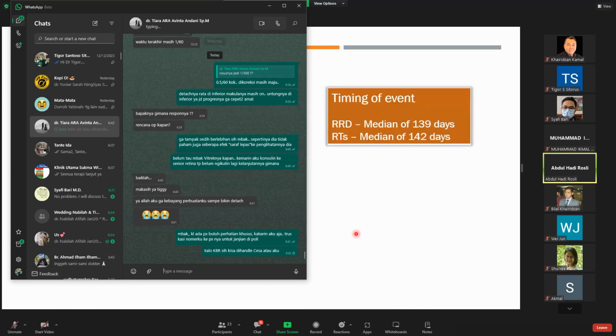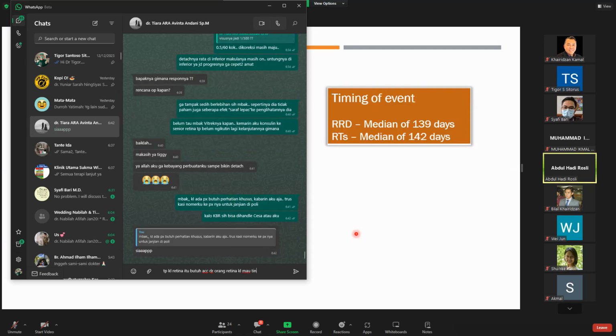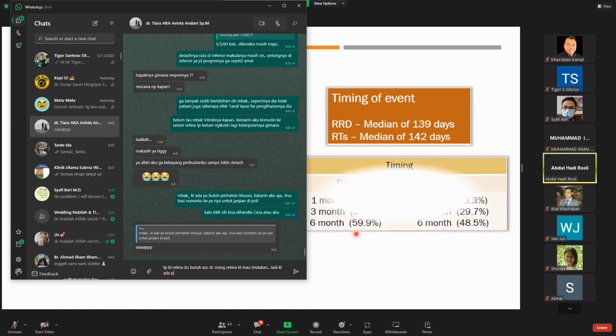Okay, so in terms of the timing of RRD and retinal tear, the timing was about similar. For RRD, the median was 139 days, and for retinal tear the median was 142 days. Overall, the majority of RRD and retinal tears occur within 6 months post cataract surgery. So looking at these statistics, that's why it's important for any patient post cataract surgery.